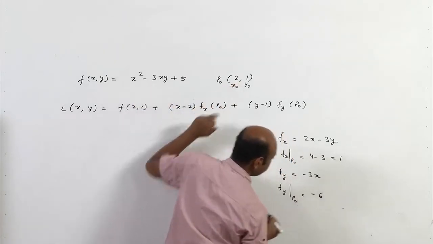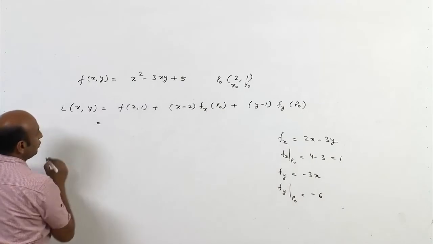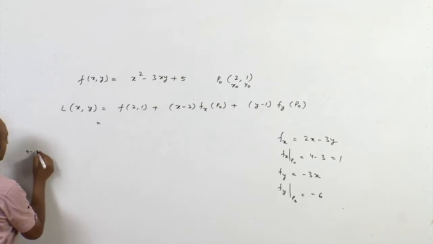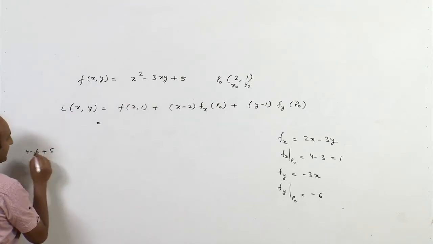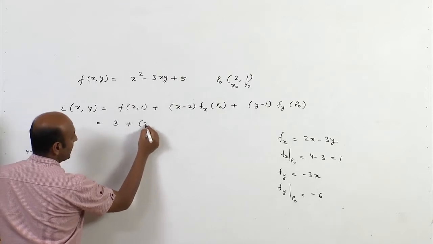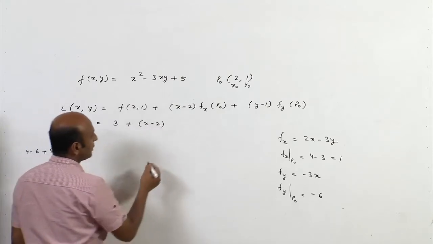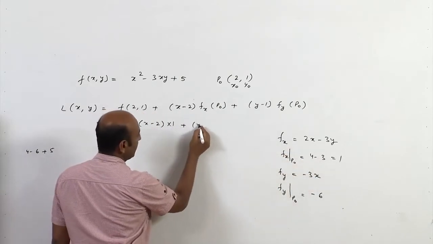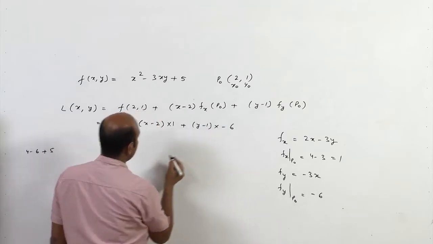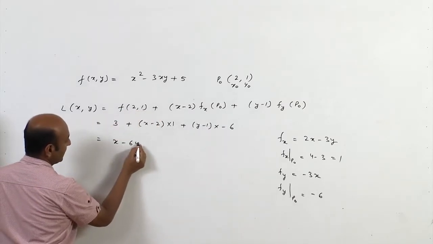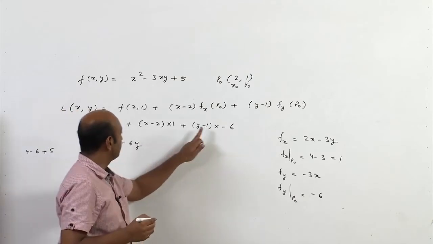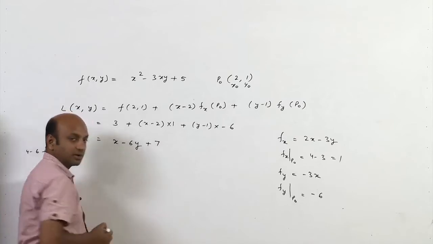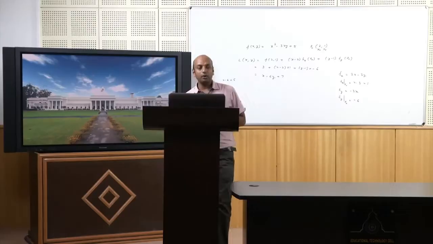And f_y at P naught will be minus 6, when you substitute x equal to 2 and y equal to 1. So, it is 4 minus 6 plus 5, that is 3, plus (x minus 2) into 1 plus (y minus 1) into minus 6. So, it is x minus 6y plus 6 plus 3 plus 9 minus 2, that is 7. So, this will be the linear approximation of this f.